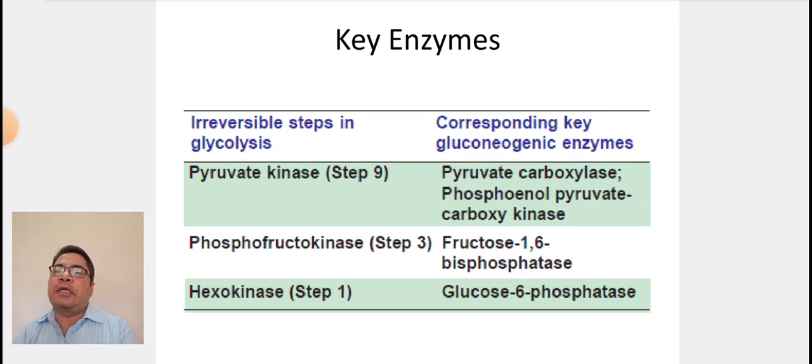In this table, we can see the key enzymes for glycolysis versus gluconeogenic enzymes. Earlier, there was pyruvate kinase at step 3 in glycolysis, but in gluconeogenic enzymes, we have pyruvate carboxylase and phosphoenol pyruvate carboxykinase. In glycolysis, phosphofructokinase was present at step 3, but now in gluconeogenic enzymes, it has fructose 1,6-bisphosphatase. Earlier in glycolysis, it used to have hexokinase at step 1, but now in gluconeogenic enzymes, you have glucose 6-phosphatase.